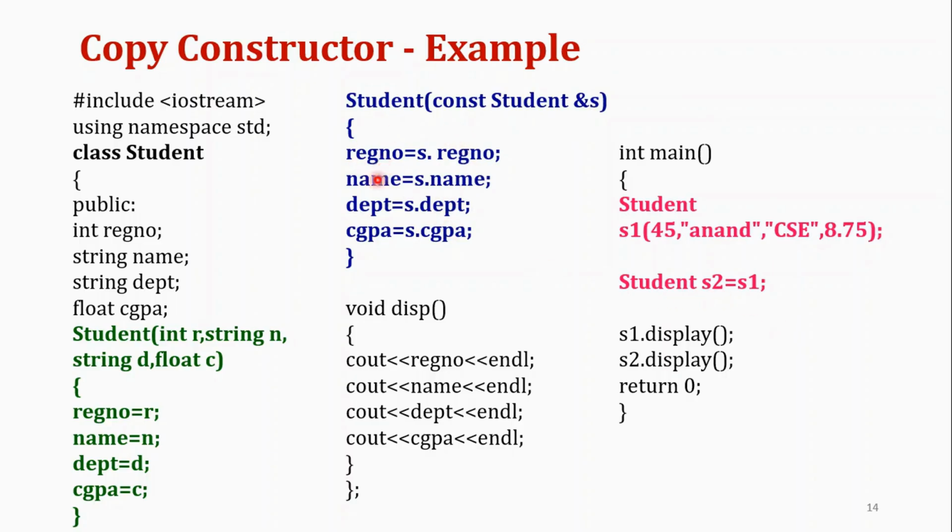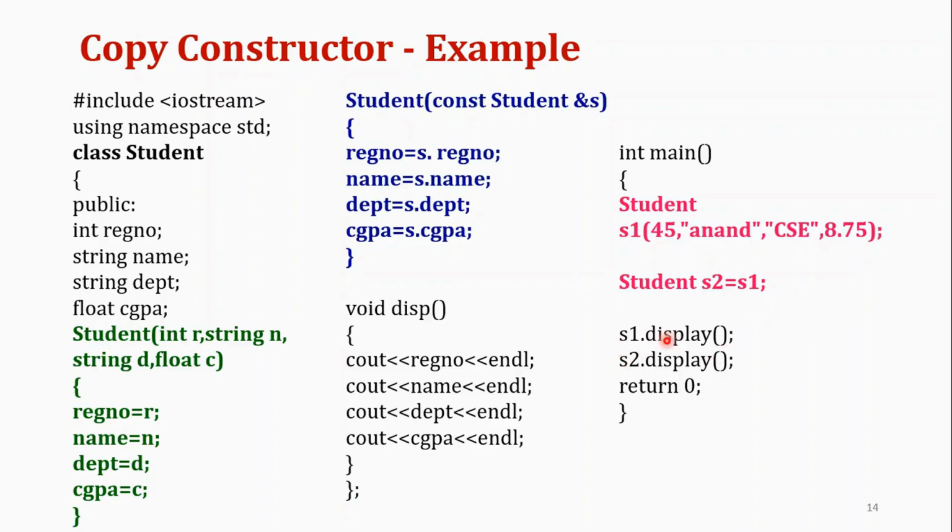So S2's name, register number, and department are assigned with S1's name, register number, department, and CGPA. The S1 object's attributes are copied, or initialized, to the S2 object's attributes. So this is what the copy constructor invocation does.